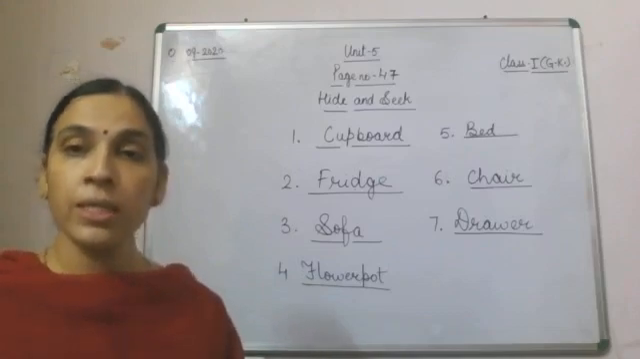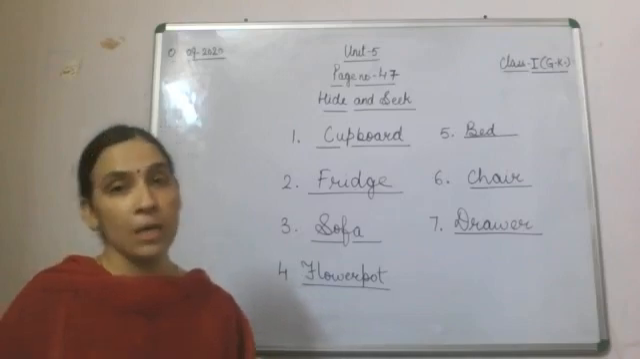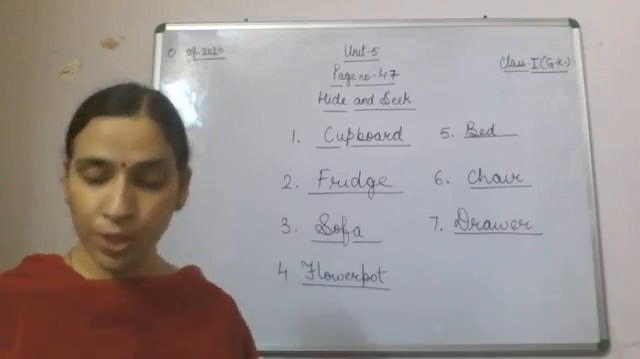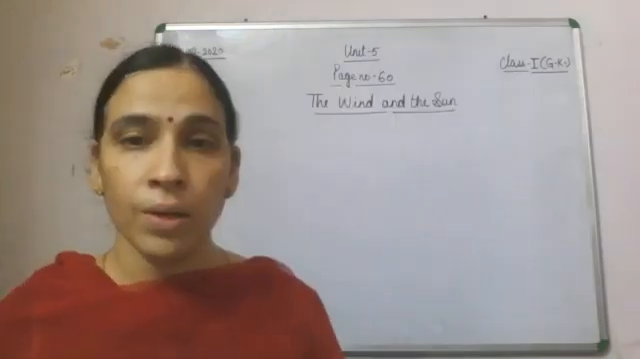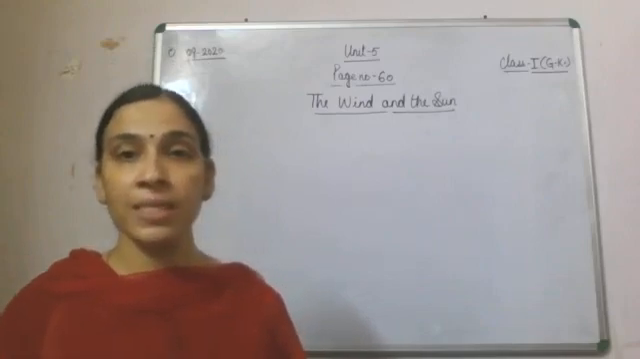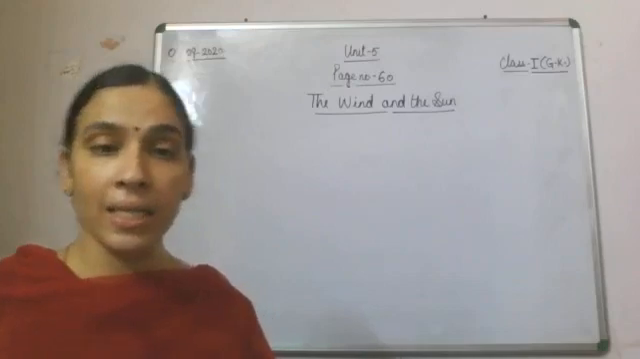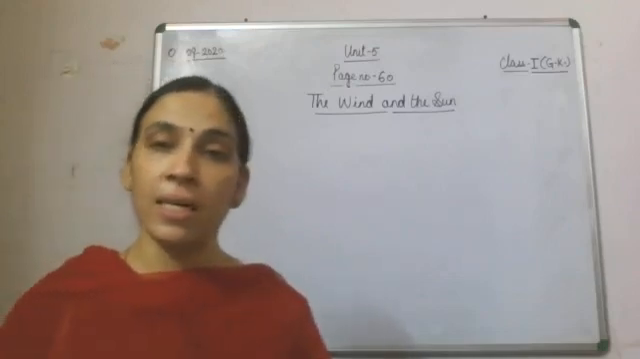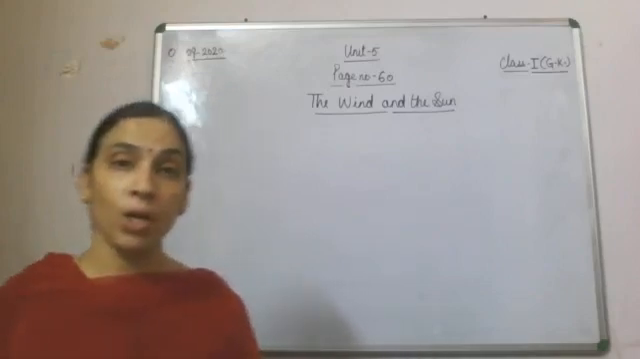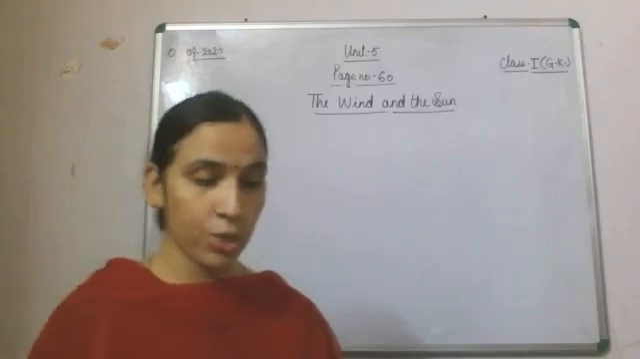So now children, this is your story time. Today we are going to take one story after this. So let's begin with a story that is given on page number 60, and the title of the story is The Wind and the Sun. This story is given in your book, and you can sit along with this video with your book and find that story.